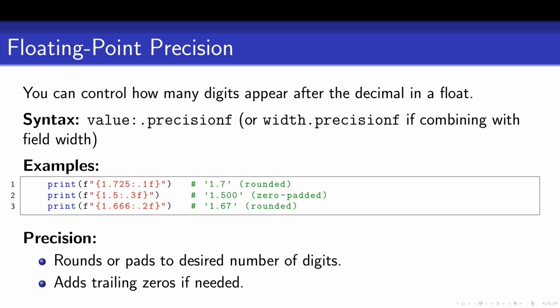You can combine this with field width by using width.precision f, such as value : 6.2f, to control both alignment and number formatting. This is especially useful when displaying things like monetary values, calculated ratios, or percentages. Python will automatically round the number and pad it with trailing zeros if needed to meet the specified precision. These small formatting details make a big difference in clarity when displaying statistical data, financial reports, or any output that requires consistent numeric presentation.